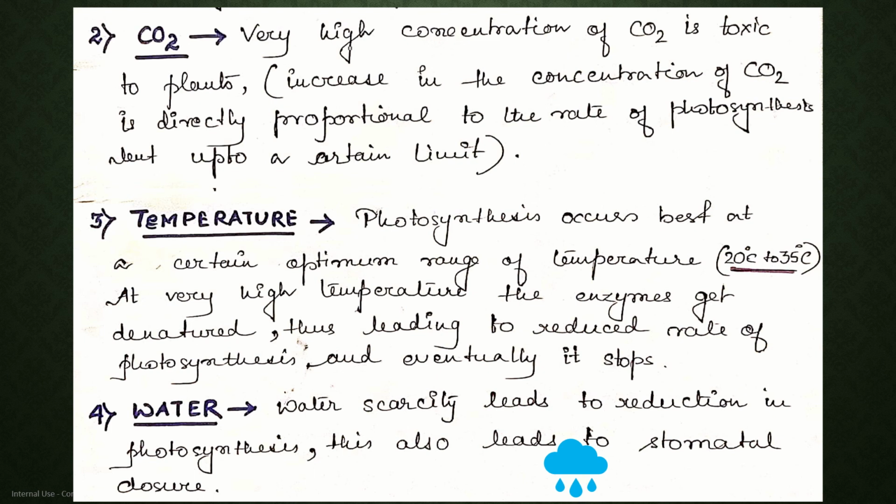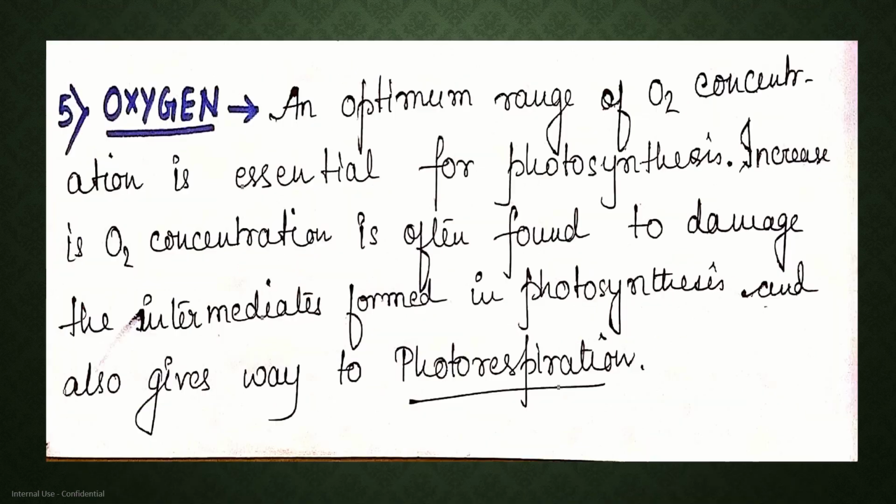So we know the effect of CO2, temperature and water. Next we will move to oxygen, our life giver. An optimum range of oxygen concentration is essential for photosynthesis. Of course, it is also living. So an optimum range, mind it, an optimum range of oxygen is essential for photosynthesis. Fine.